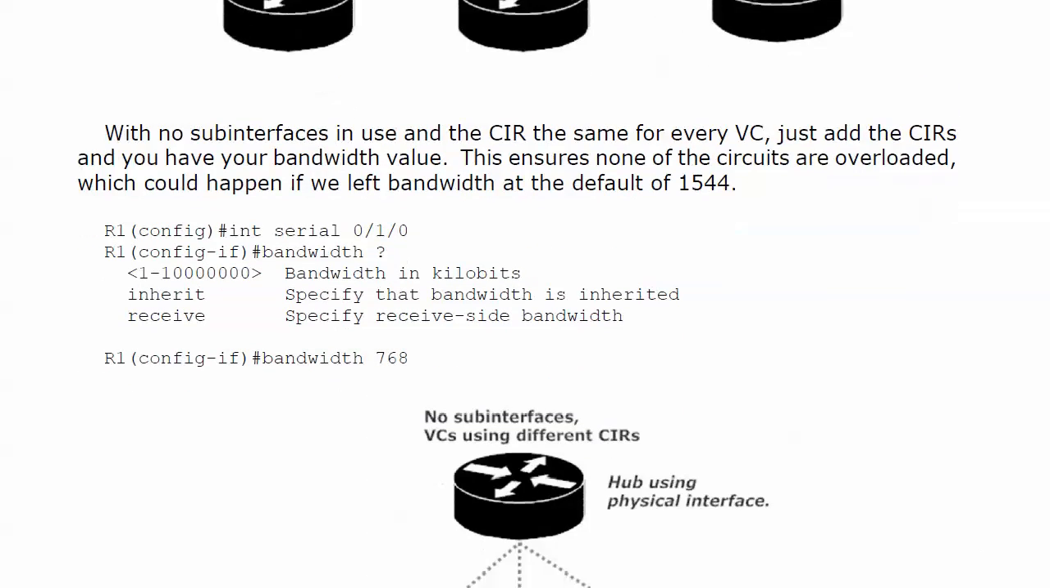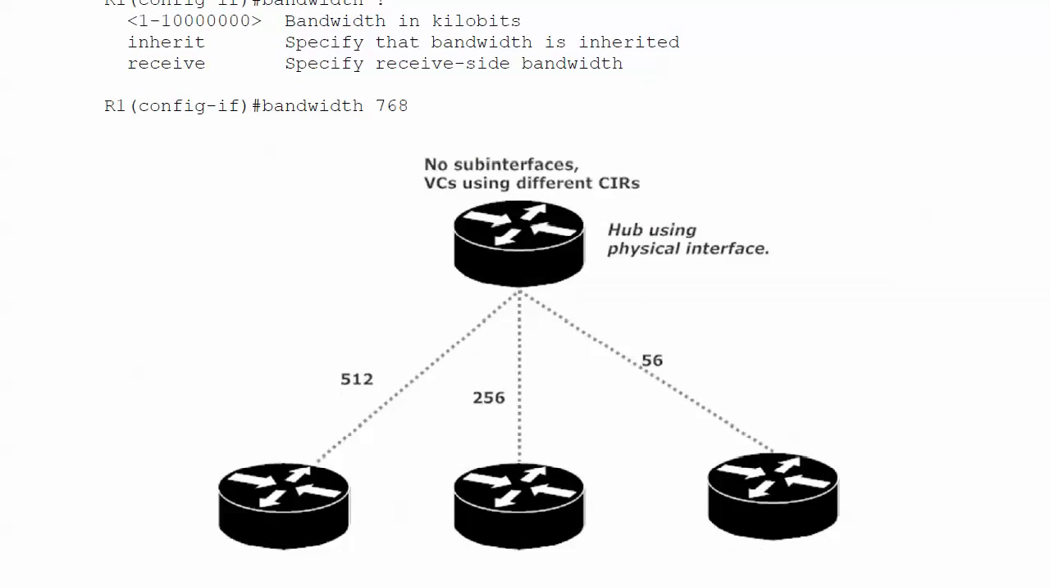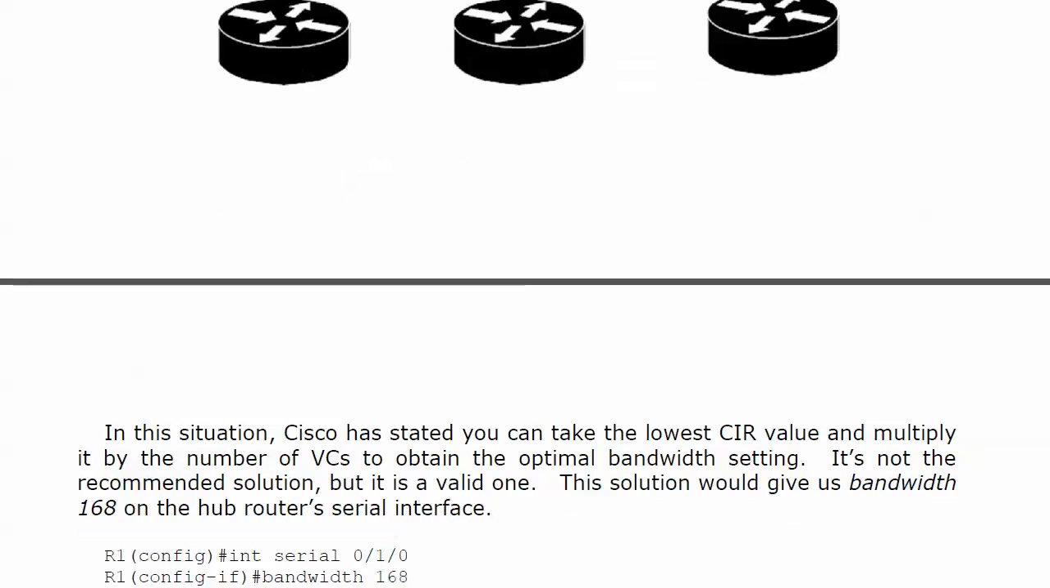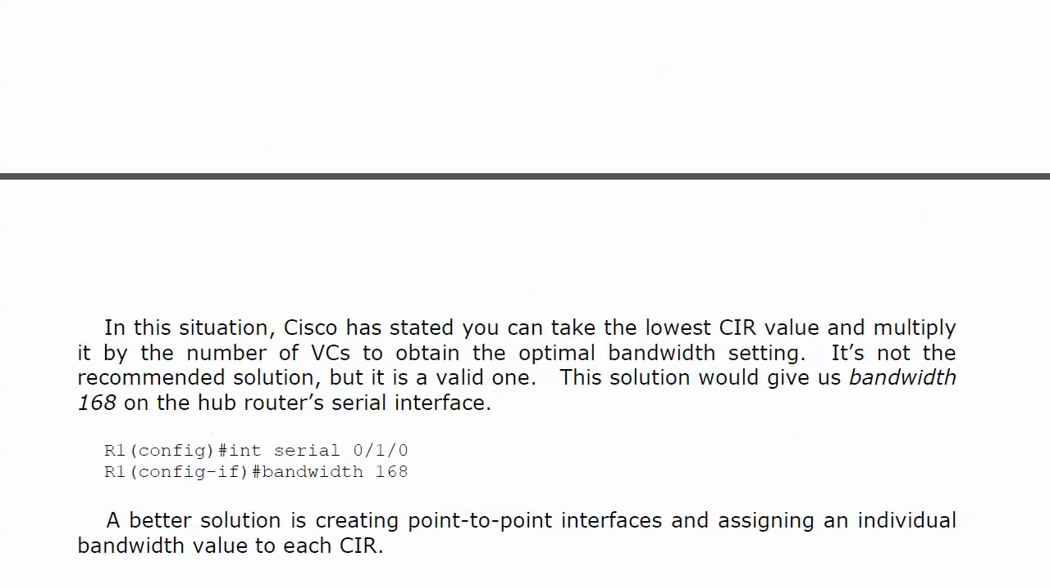Now, this situation's a little different. We don't have sub-interfaces yet, but our VCs are using different committed information rates. Our hub is using the physical interface. That one could be a little bit tricky. Well, in this situation, what Cisco says you can do is take the lowest CIR and multiply it by the number of virtual circuits to obtain the optimal bandwidth setting.